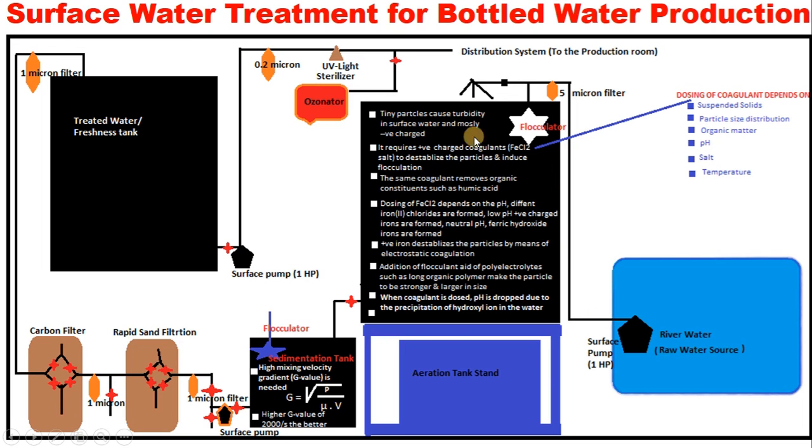It flows this way, comes to this tank where iron chloride is dosed. With the help of a flocculator, it will stir the water so that the tiny particles assemble to form larger particles, where at this point sedimentation will take place with the help of high mixing velocity gradient, the G value. From there, the sedimented particles will be filtered off, and further advanced oxidation process will take place here in case of induced contaminants. That's why we use ozone at this point.